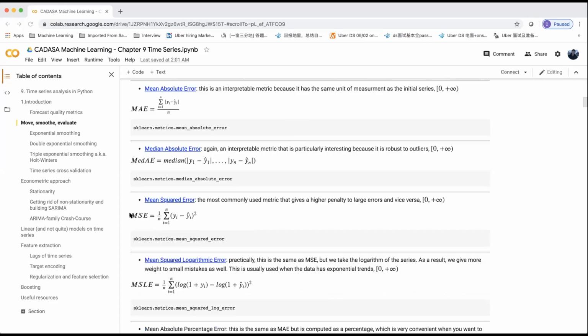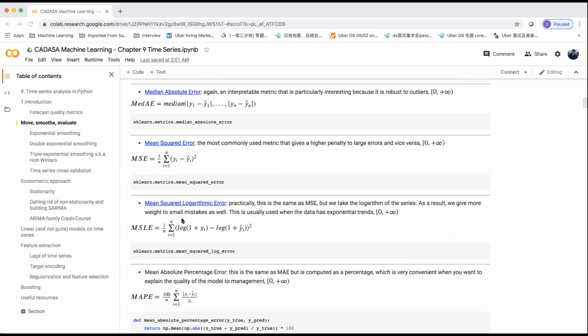Now this is just like the ordinary least squares we had before, and this one can be used when you have y equal to 0. If y equals 0, that means here log would be log of 1 plus 0, so you won't have log 0 here. So this is commonly used when you have some kind of exponential trend, where y is equal to 0 or greater than 0.